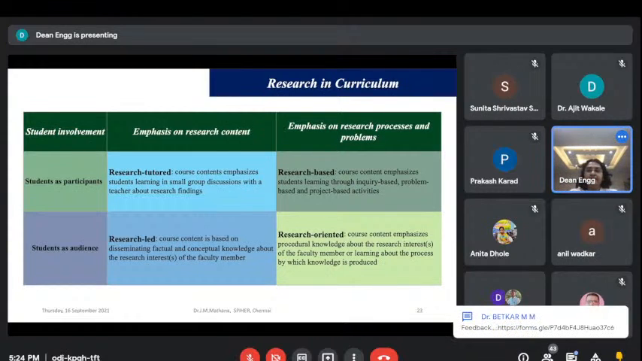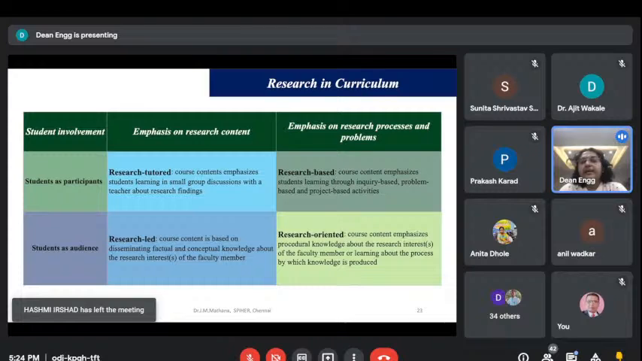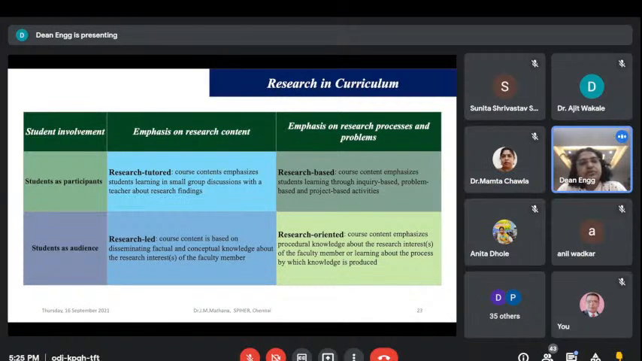In research oriented, the course content emphasizes procedural knowledge about the research interest of the faculty member, or we can say learning about the process by which knowledge is produced. So we can say that in research led and research oriented learning, students act as the audience. In research tutored and research based learning, students act as the participant. Among the four, research oriented and research based alone emphasize research process and problems. Research tutored and research led emphasize research content.